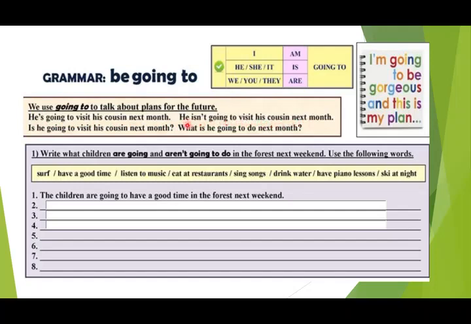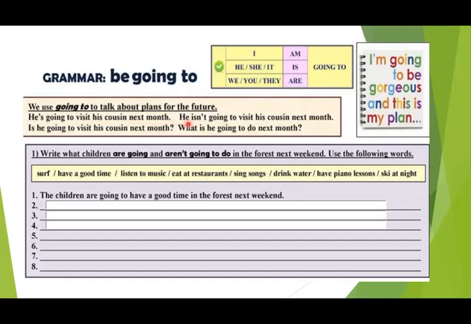The next one is a negative form. La siguiente que tenemos aquí es en forma negativa. He isn't going to visit his cousin next month, right? The next one, is he going to visit his cousin next month? Is in question form, right? Notice in the affirmative form, we start with a pronoun and then the verb to be, and then going to plus the main verb in the base form, and finally the complement, right?